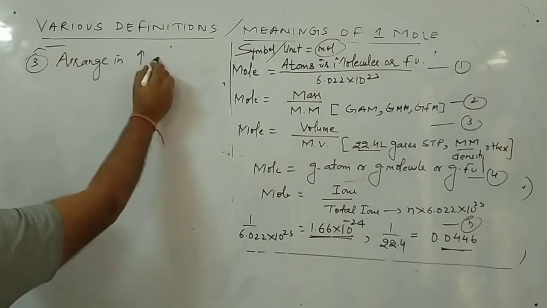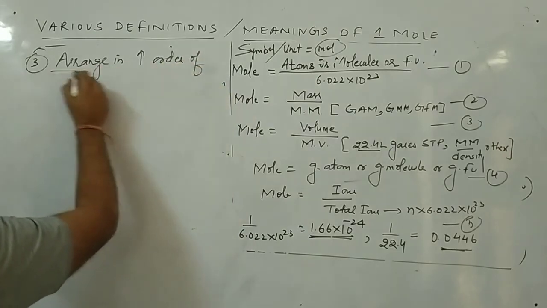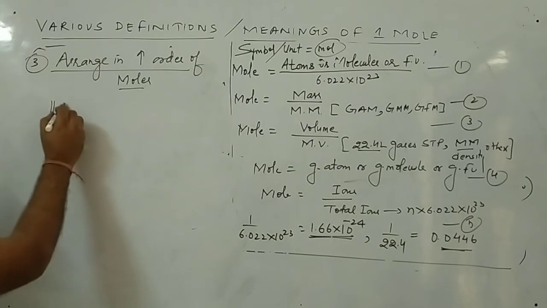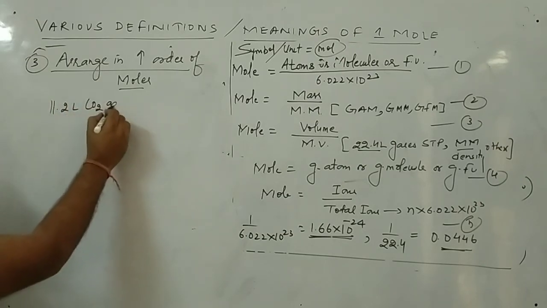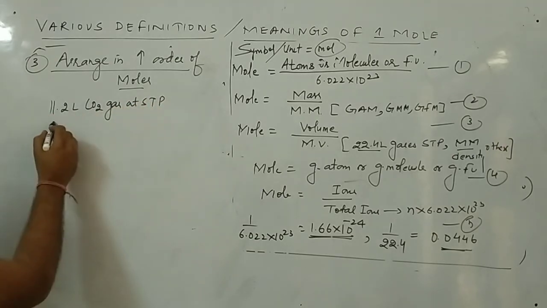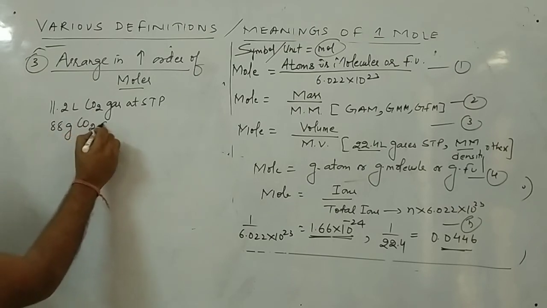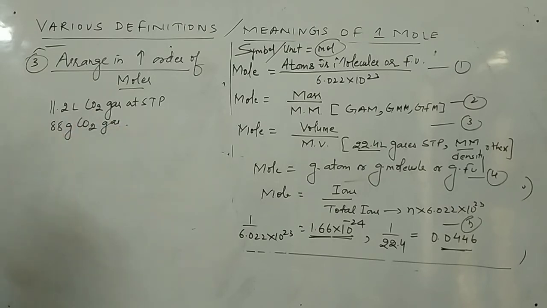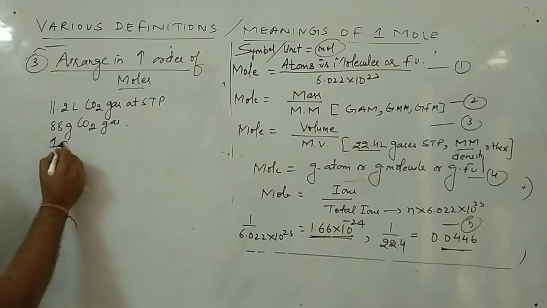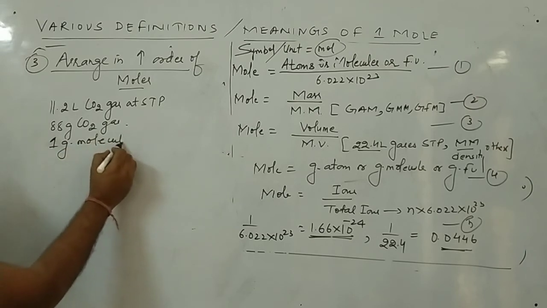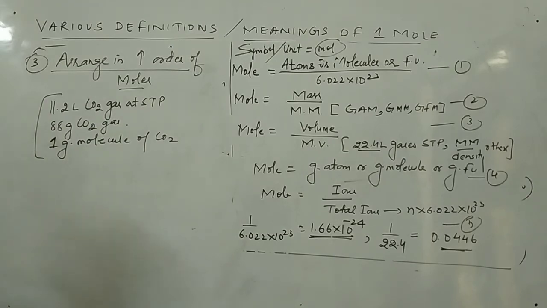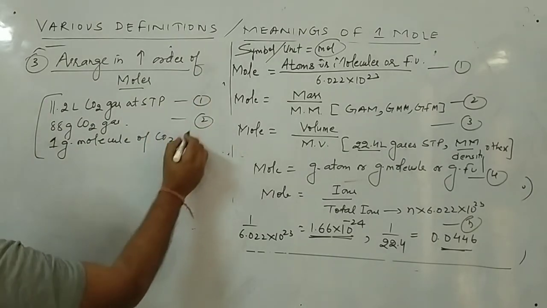Understand? Question number 3. Sometimes the examiner says arrange in increasing order of moles, and they will give you 11.2 liter CO2 gas at STP, first part. Second, they will give you 88 grams CO2 gas. Third, they will give you 1 gram molecule of CO2. You have to arrange them in the increasing order of moles. So this is the first, this is second, this is third.